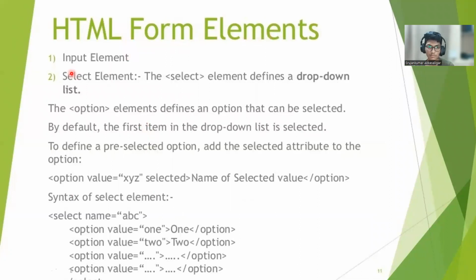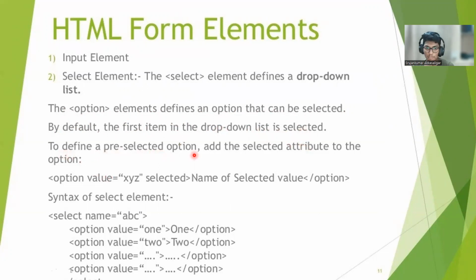HTML form elements. It is an input element. The select element uses a drop-down list in which you can select any one of the specified options. The option element defines an option that can be selected. By default, the first item in the drop-down list will be selected.